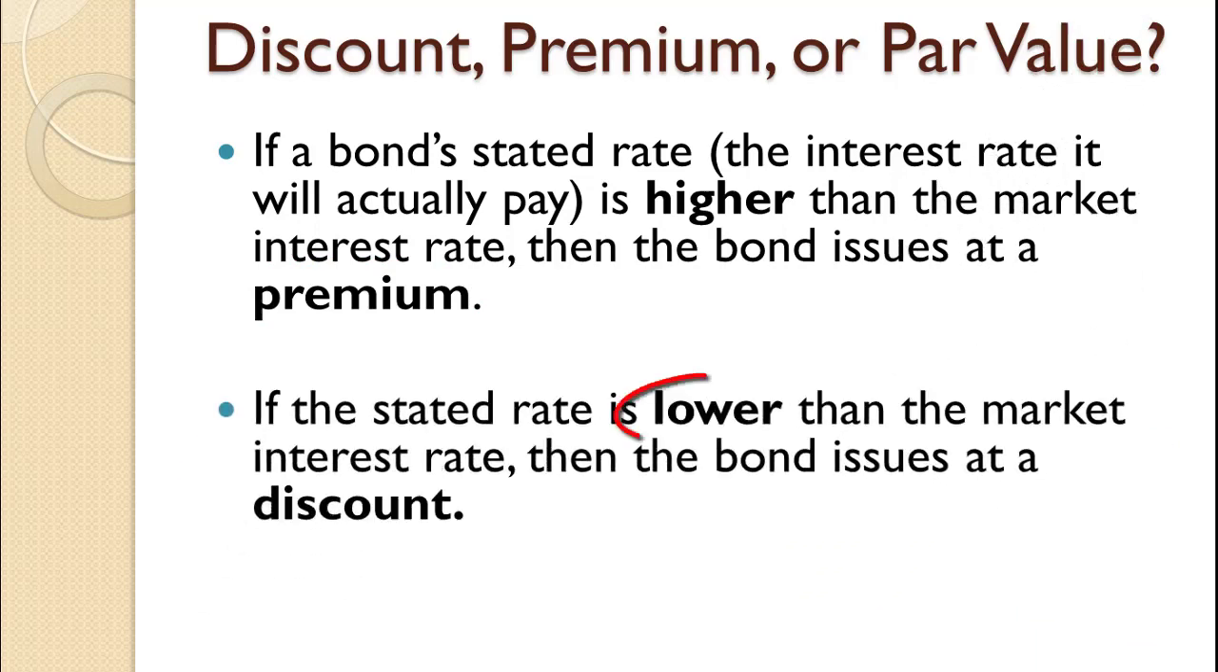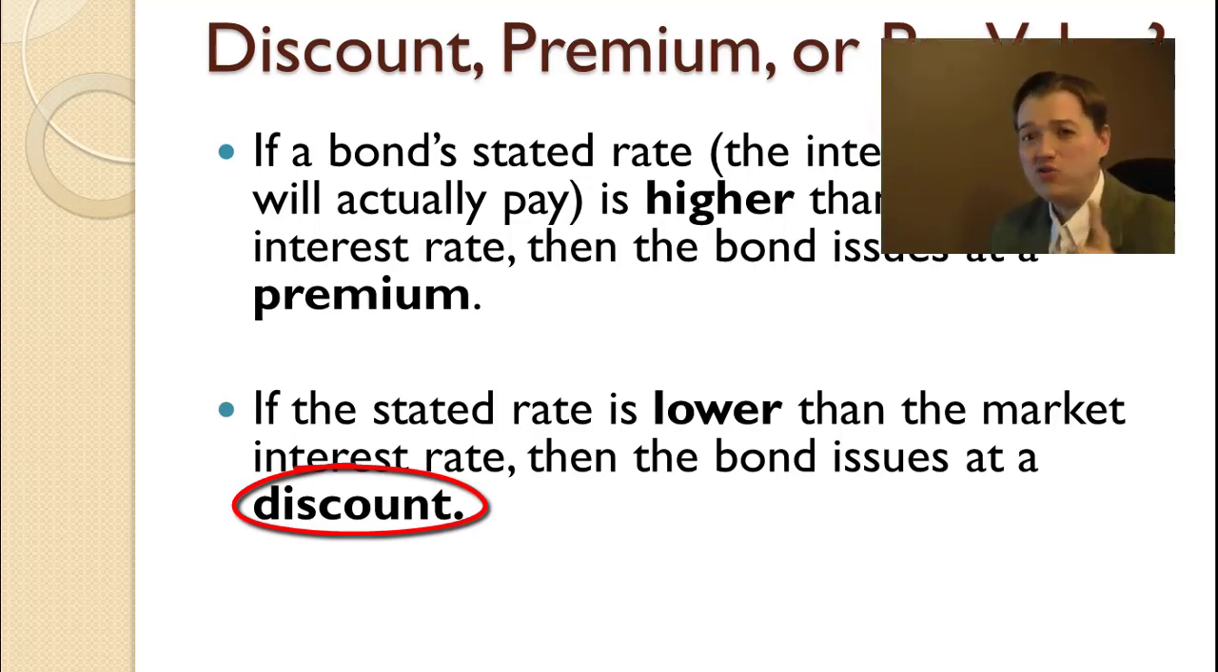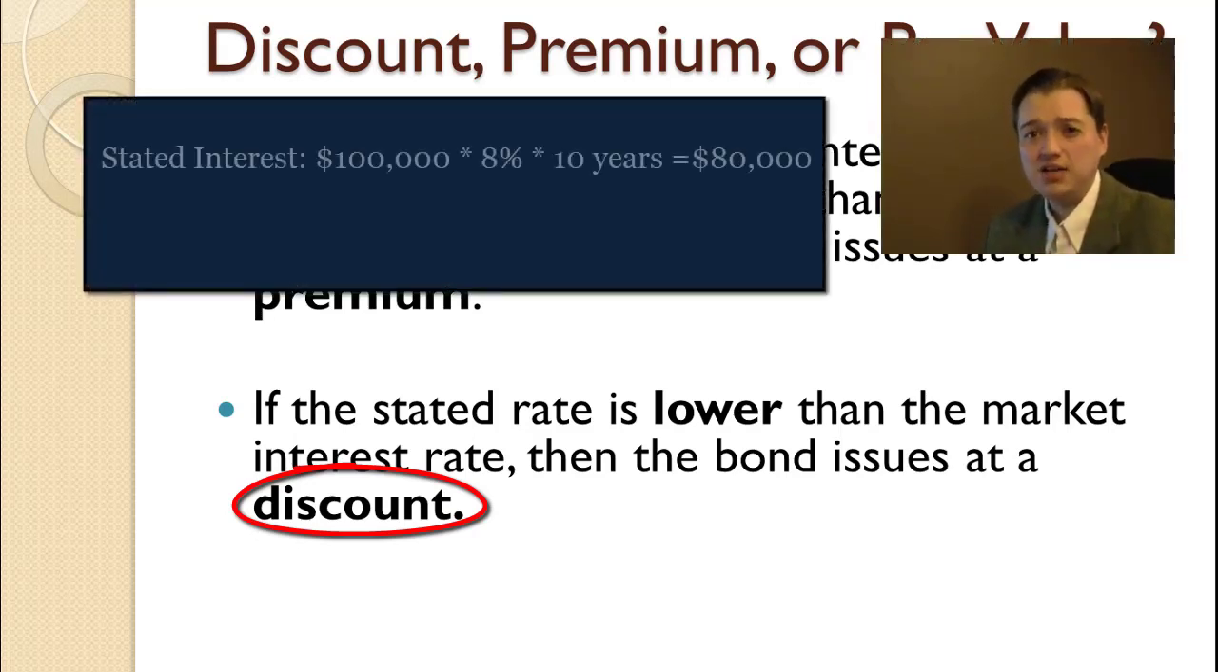If the stated rate is lower than the market or effective or discount or IRR, whatever you want to call it, rate, then I'm not willing to pay the full price. Why? Because if I can get 10% over here, why would I give you my money and get only 8%?